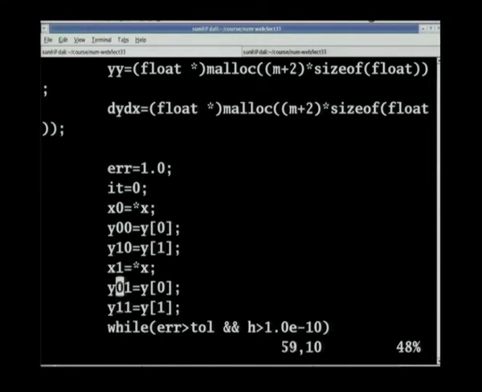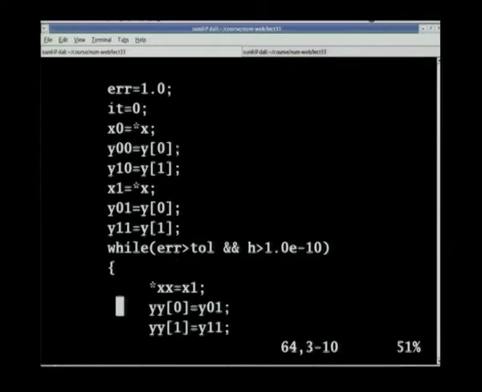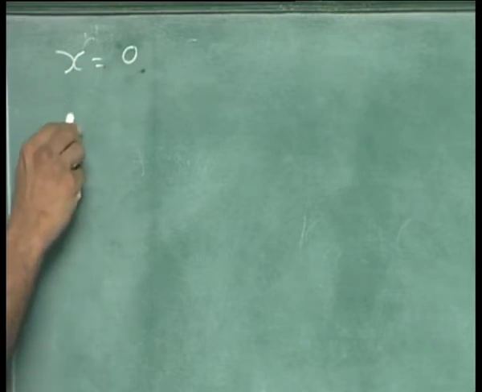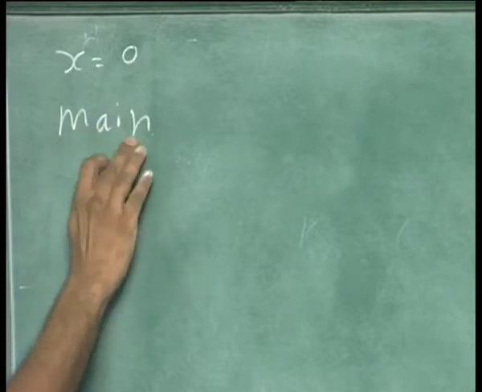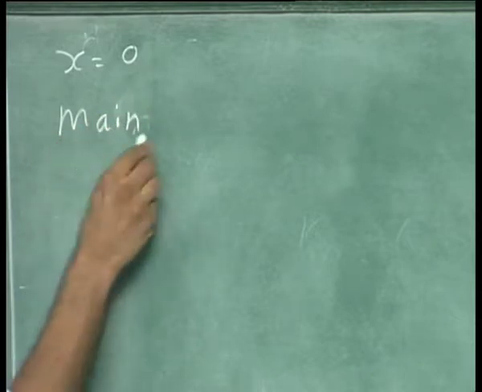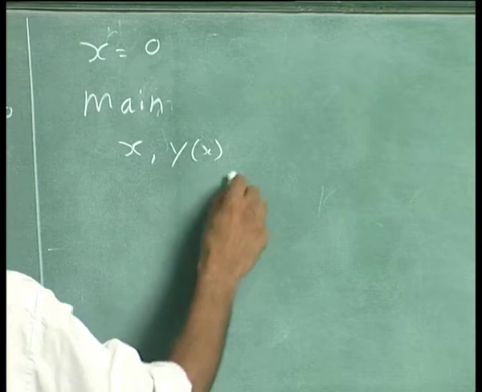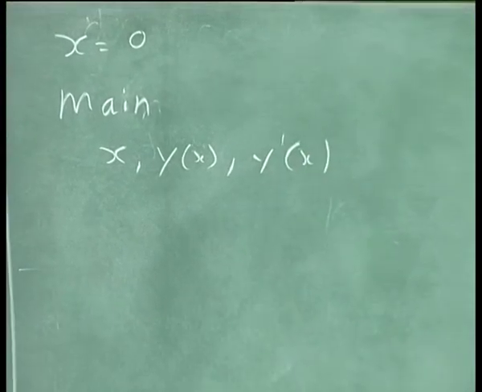Again, we are going to use an adaptive step size, as I said. We will start with these values, whatever x value is given to this program. Let me write the scheme here. We want to start from x equal to 0. The main program just takes an x value, y at that x value, and y prime at that x value.